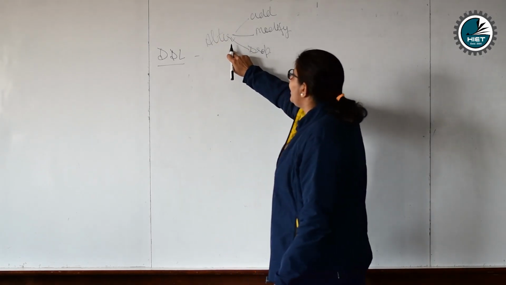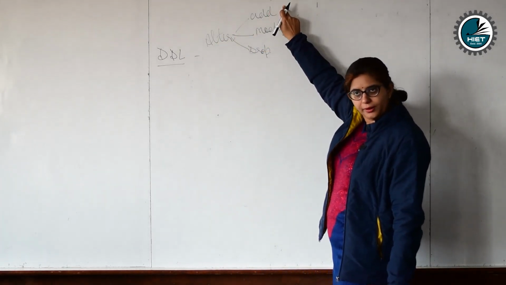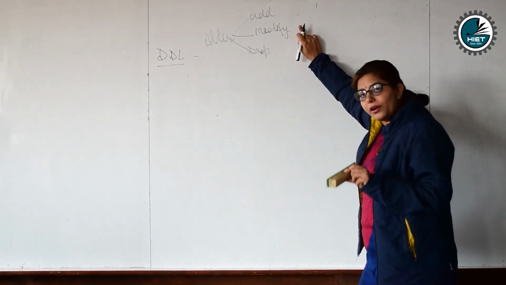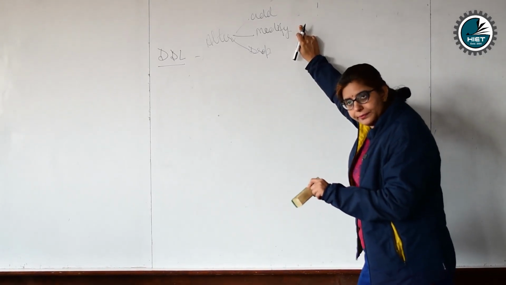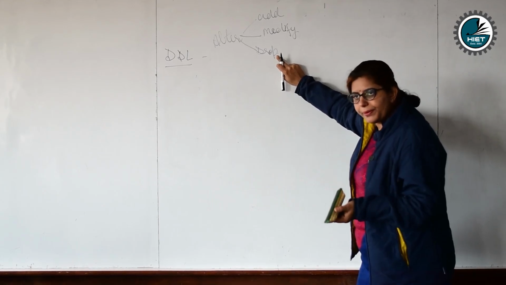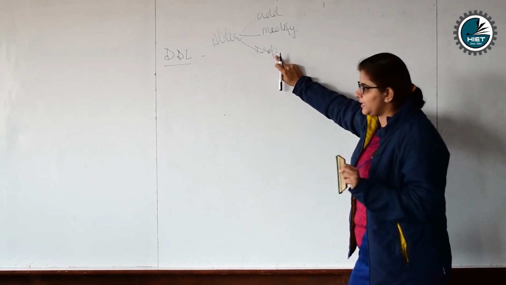With the help of alter, we can add a new column into a table. With the help of alter, we can modify an already existing column. Alter drop, we can drop a column from a table.